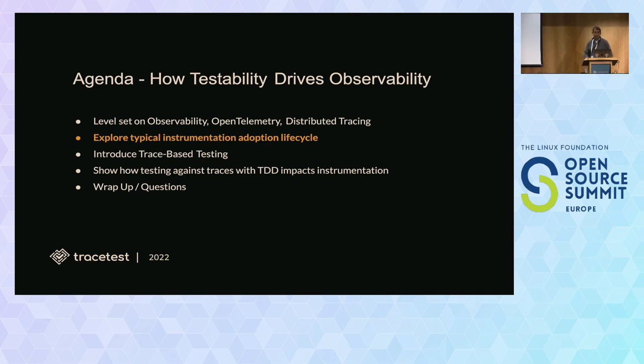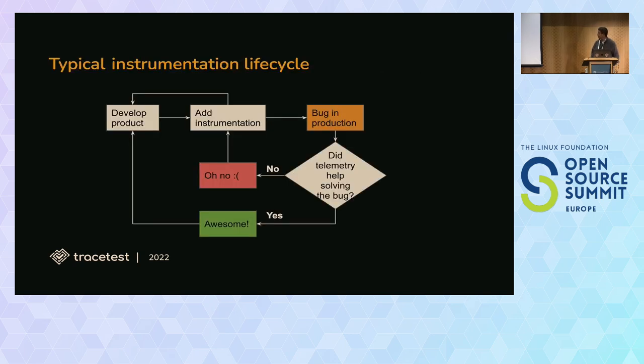Now we're going to talk a little bit about the life cycle of adding instrumentation to your app. So you develop a product. Maybe you don't have tracing, or you don't have OpenTelemetry implemented. So the first time you're adding some instrumentation. A week goes by and you have a production problem. You have a bug. You bring up your trace and you look at it. Did it help you solve the bug?